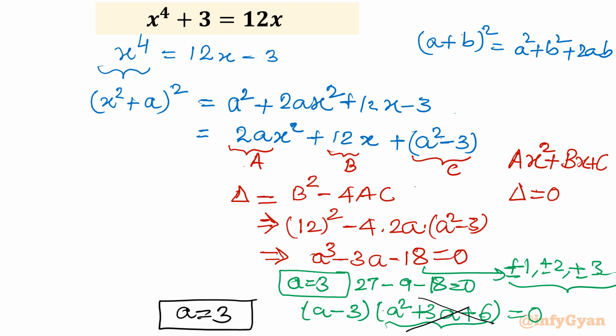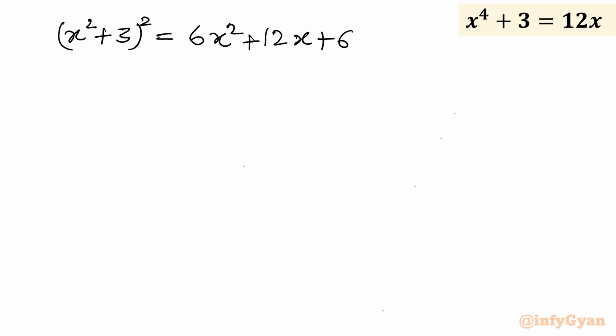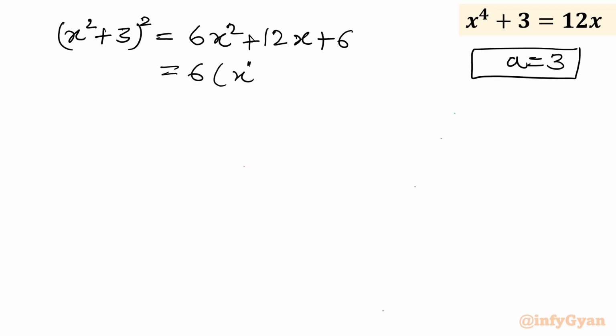Now I will put it in the original (x square plus a) whole square equation. So let's put the value over there. (x square plus 3) whole square equal to, putting the value of a, you will get 6x square plus 12x plus 6. What I did, I put a equal to 3 in the main square equation. Now once I take 6 common, I will get x square plus 2x plus 1.